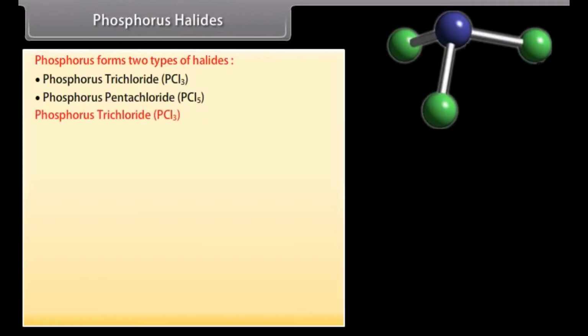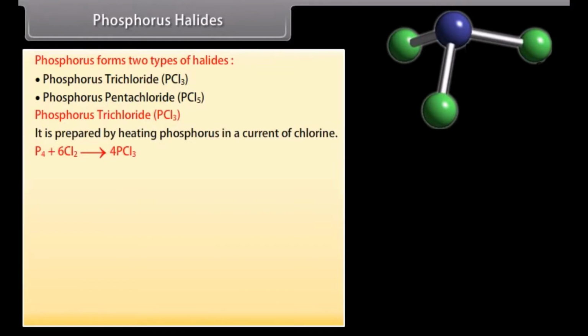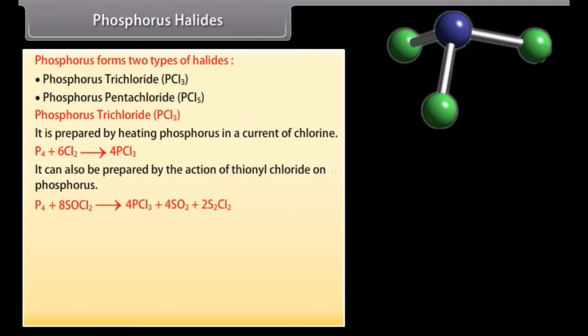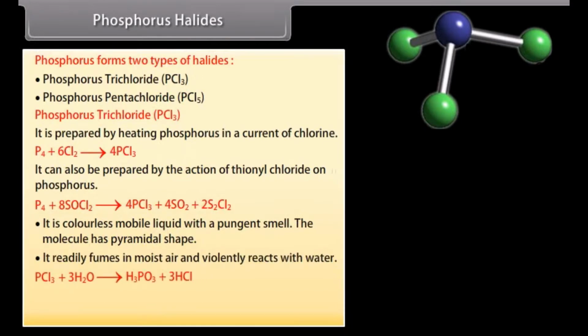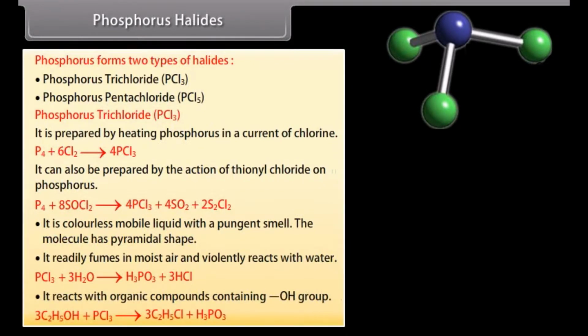Phosphorus trichloride. It is prepared by heating phosphorus in a current of chlorine. It can also be prepared by the action of thionyl chloride on phosphorus. It is a colorless mobile liquid with a pungent smell. The molecule has a pyramidal shape. It readily fumes in moist air and violently reacts with water. It reacts with organic compounds containing an OH group.